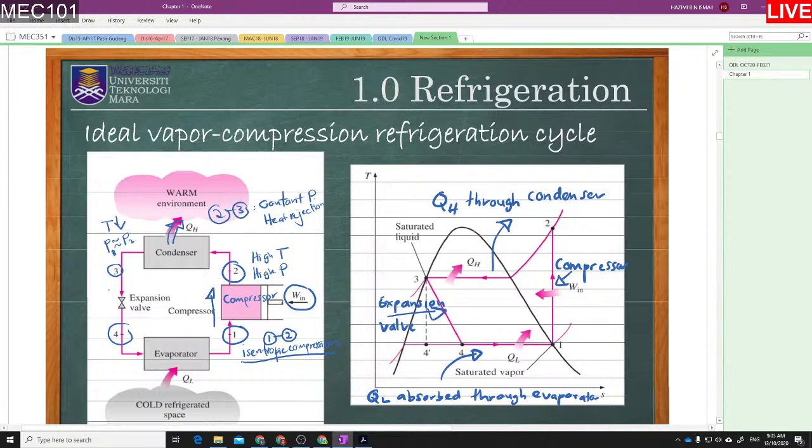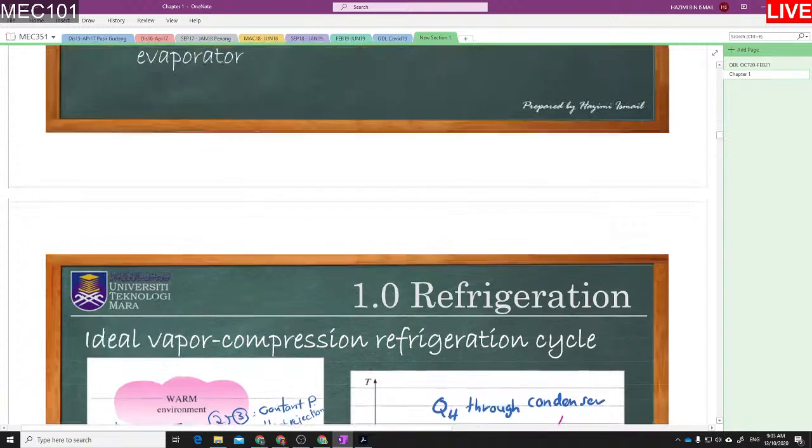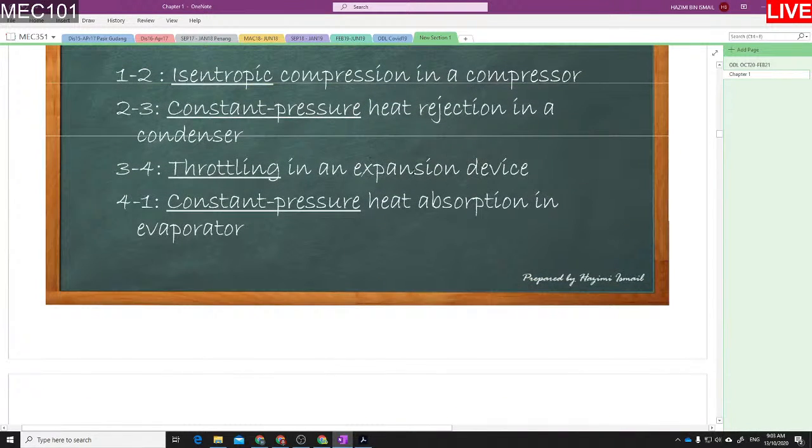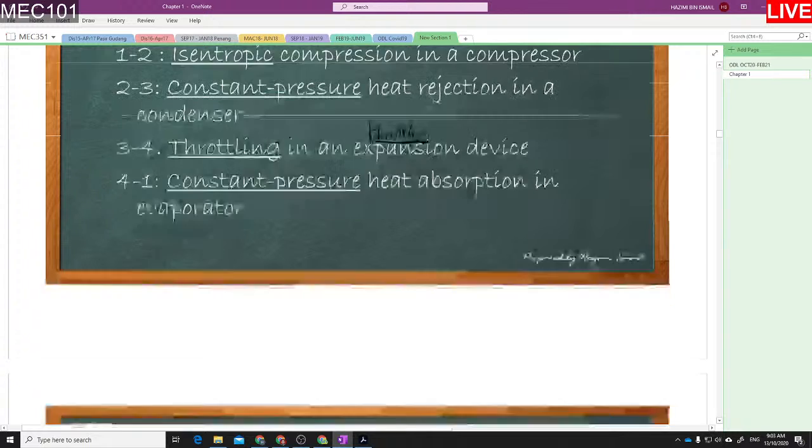Okay, so the process of state 3 to state 4, we call it throttling. Like you throttle your choke. You squeeze your hose. You throttle your neck. So it will reduce the pressure. So it is a throttling process in an expansion device, or sometimes we call it a throttling device. Sometimes we call it expansion device, sometimes we call it throttling device.